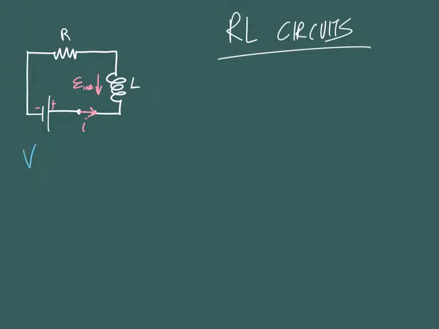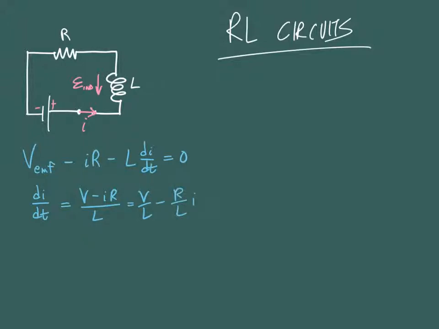So the voltage minus the voltage drop through the resistor minus the voltage drop through the inductor. We just worked that one out a little bit ago when we defined inductance. So di dt will equal V minus IR per L, I think, yes. So V per L minus R per L times I.